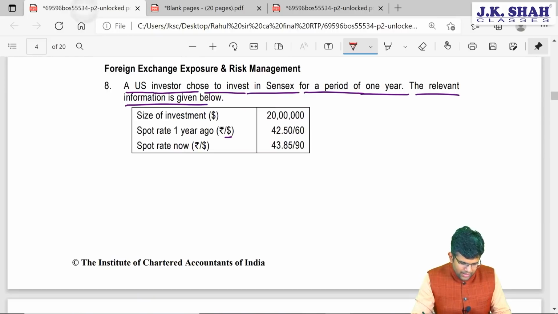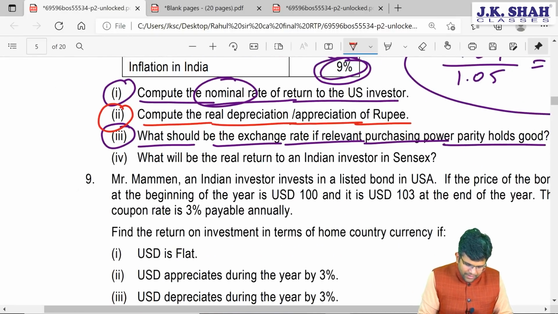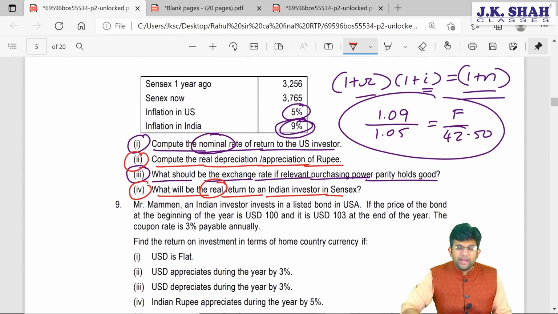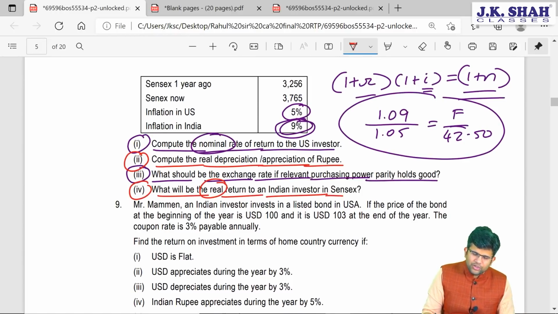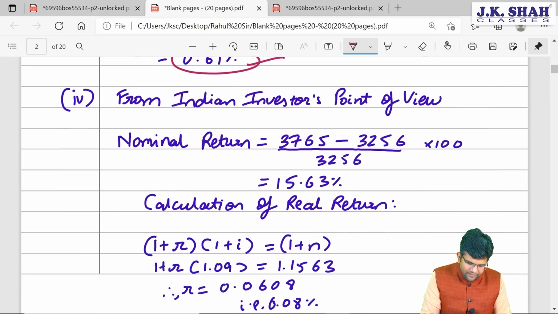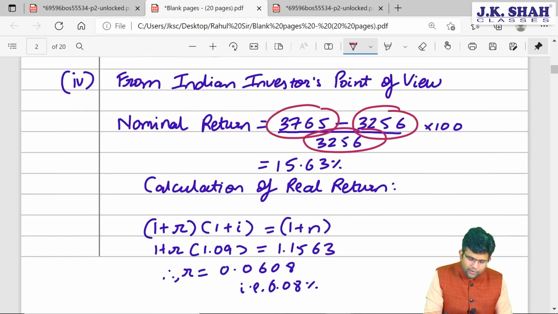Okay, let's move on. Children, the last point number 4 that they are asking, what will be the real return to an Indian investor in Sensex? So now forget from the Americans' point of view, there is an Indian investor. What will be his return? Now first of all, let's calculate nominal return. Children, do you realize nominal return will be, if we invest 3256 today, it will grow to 3765 in a year. So students, do you realize from an Indian investor's point of view, nominal return will be 3765 minus 3256 upon 3256 into 100, that is 15.63%.